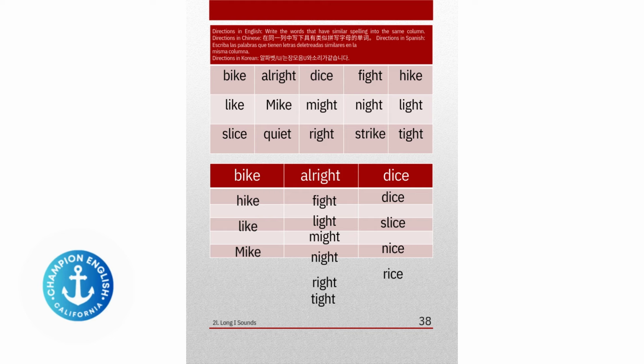In the second column, we have alright. Can we say that together? Alright. So you should have fight, light, might, night, right, and light. In the third column, we have dice. Can you say that together? Dice. That's right, students. So we have dice, slice, nice, and rice. But mostly the first two were on the list. Dice and slice. Good job, everyone.